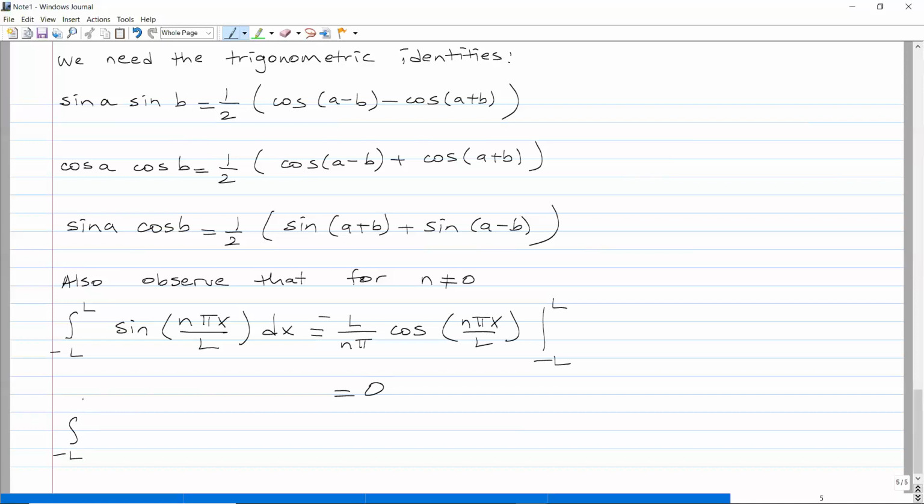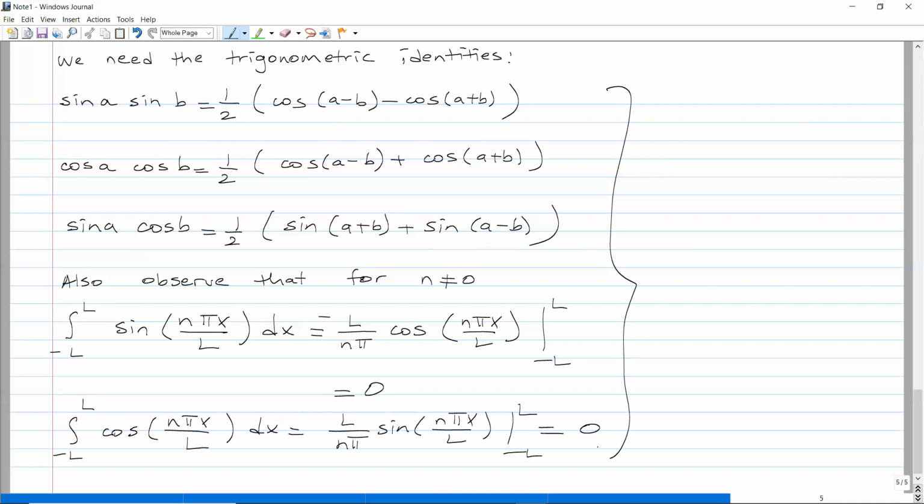Same thing for cosine. L over n pi sine of n pi x over L from minus L to L. And for the sine function, when you put L or minus L, both of them are going to be 0. So this integral is also going to be 0. Okay, so we are going to use all of these to compute the inner product of sine and cosine functions. Okay, so keep these in mind.